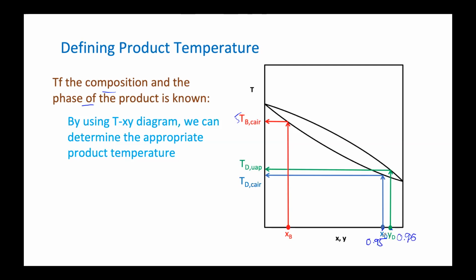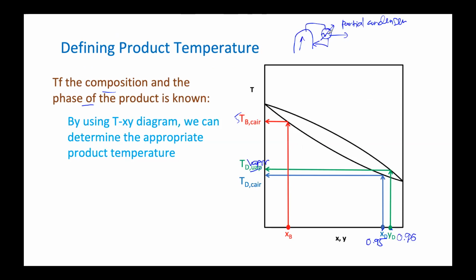For example, we have a distillate, and the distillate is taken out in a vapor phase. Let's say the configuration of the distillate looks like this. So the condenser is a partial condenser. All the vapor there is cooled down, but only part of it is condensed, so it is called partial.